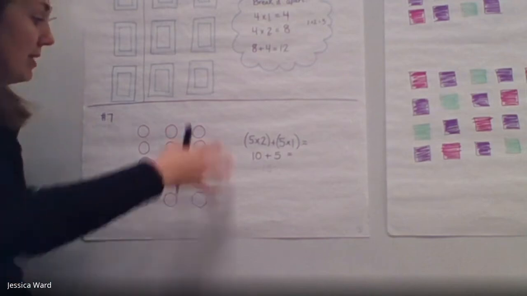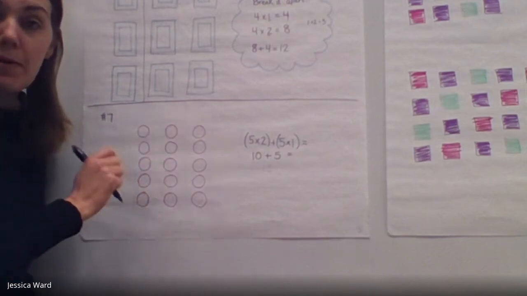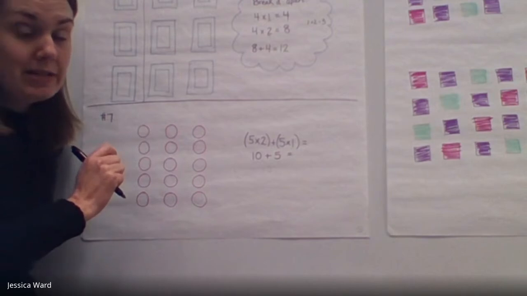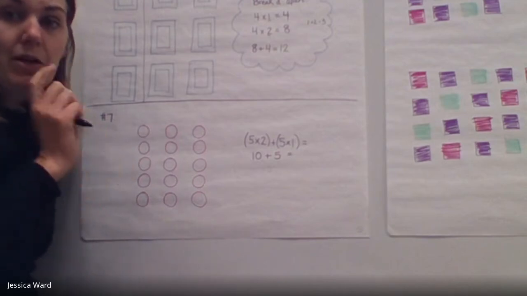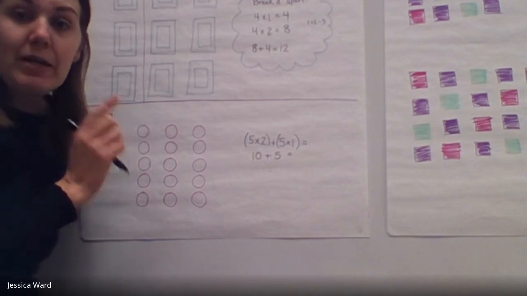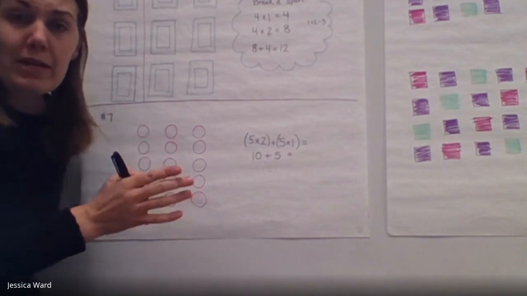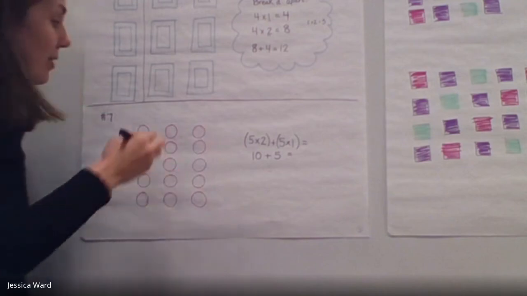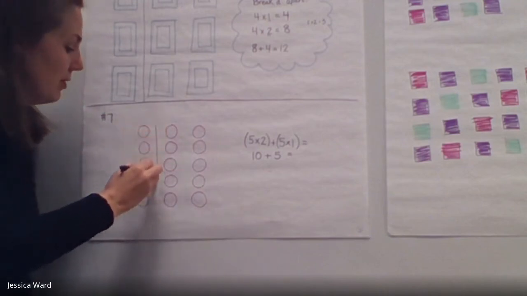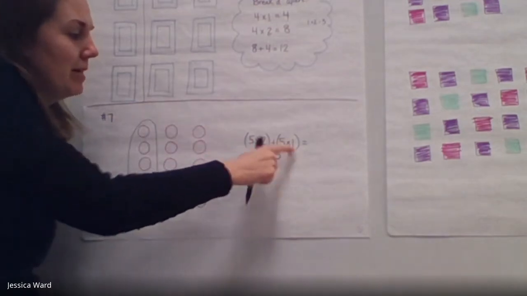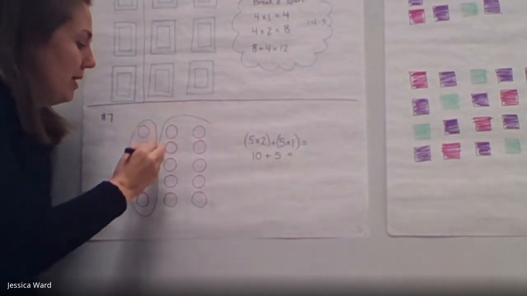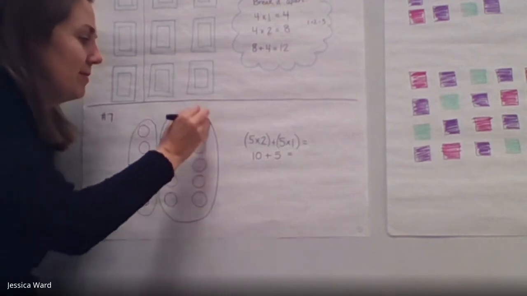So what I'm going to do is I'm going to take my array and I'm going to break it apart into 2 columns. Now the nice thing about multiplying by 3 is, again, you can think about it as multiplying by 1 and multiplying by 2, which you already know the answers to, and then you can add those together. So that's exactly what I'm going to do. I'm going to go ahead and circle one group, which would be 5 times 1. I'm going to circle my other group, which would be 5 times 2.